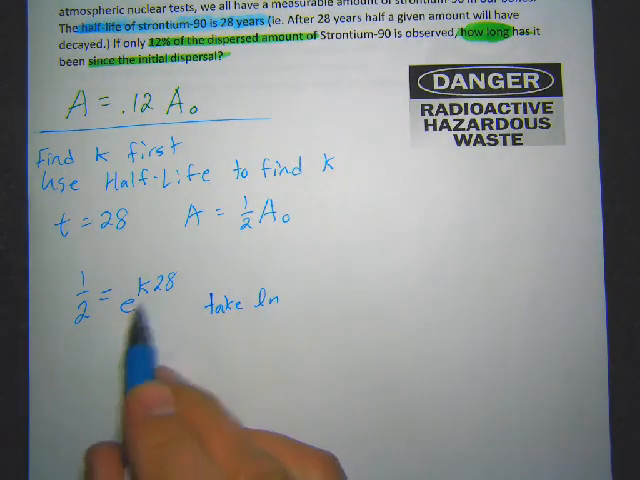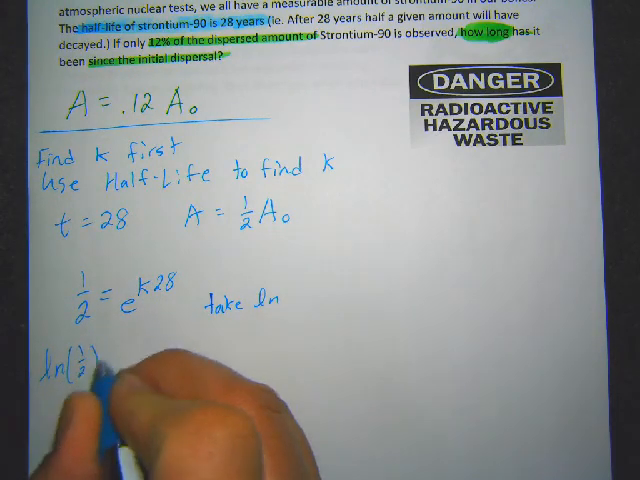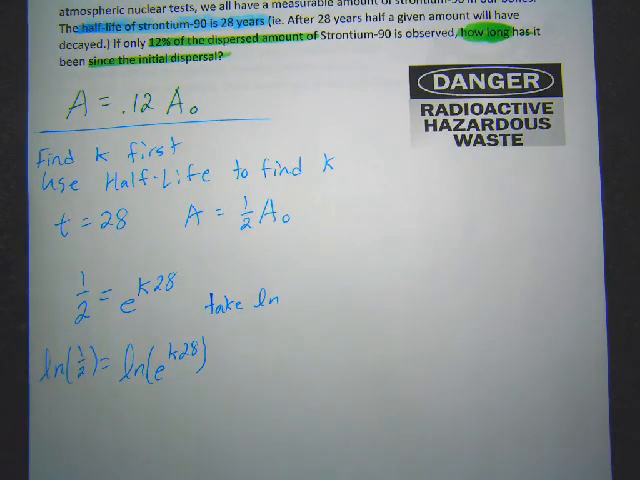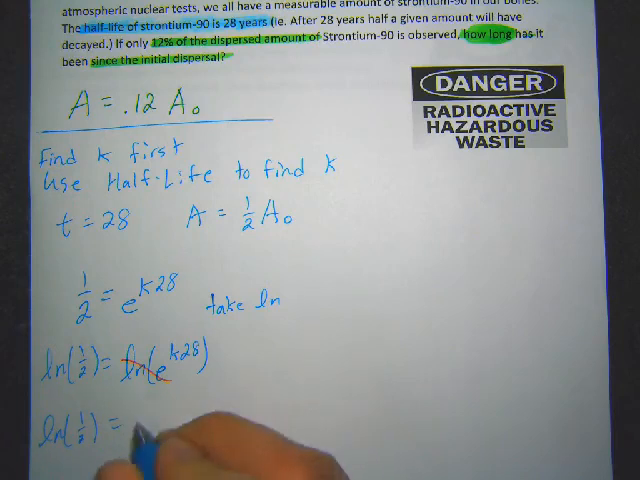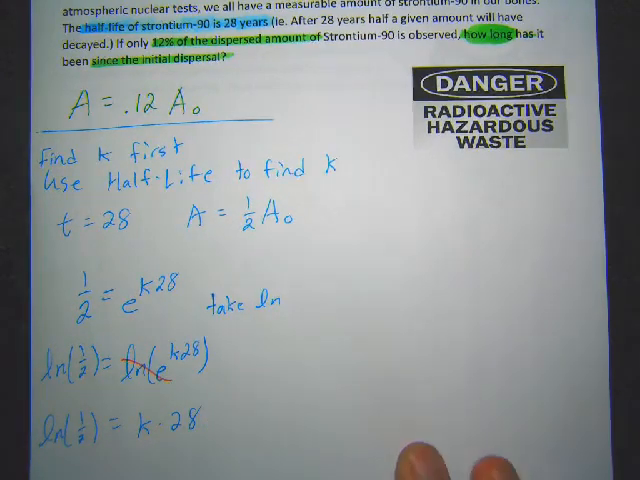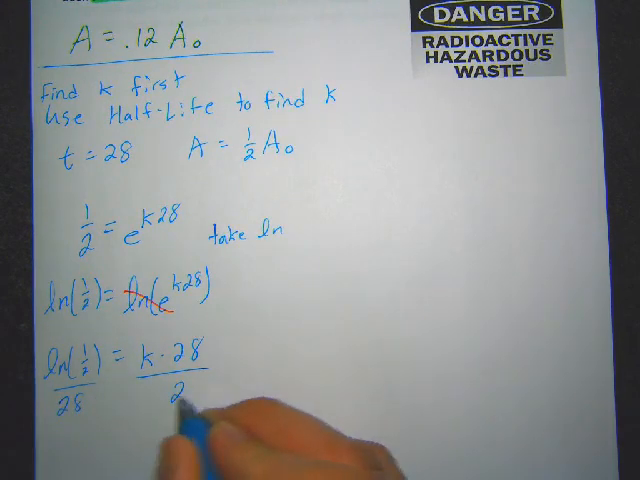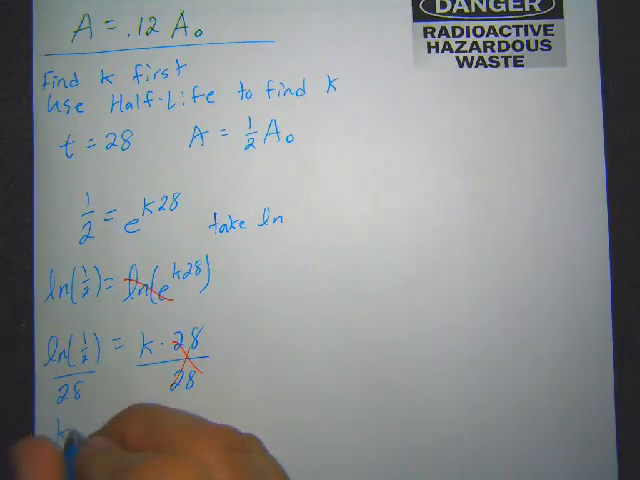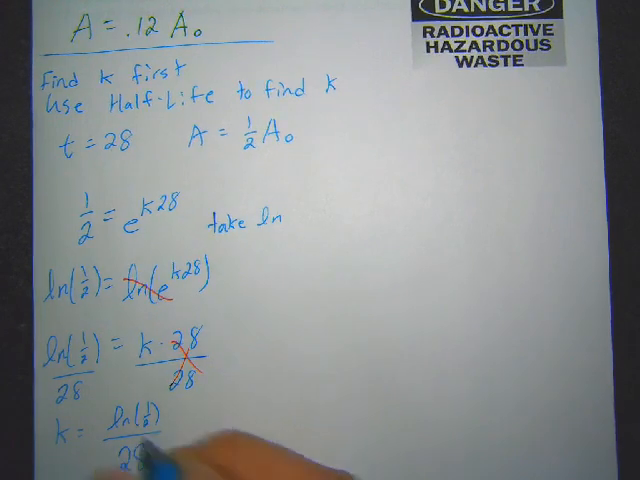because that's how we get rid of this E and get the K out of the power here. So we're going to do natural log of 1/2 equals natural log of E to the K times 28. Here, the natural log and the E do cancel. Those guys are gone. So we get natural log of 1/2 equals K times 28. And then we want to solve for K, so we're going to divide both sides by 28. So these guys cancel. So K is whatever you get when you do natural log of 1/2 divided by 28. That's K.